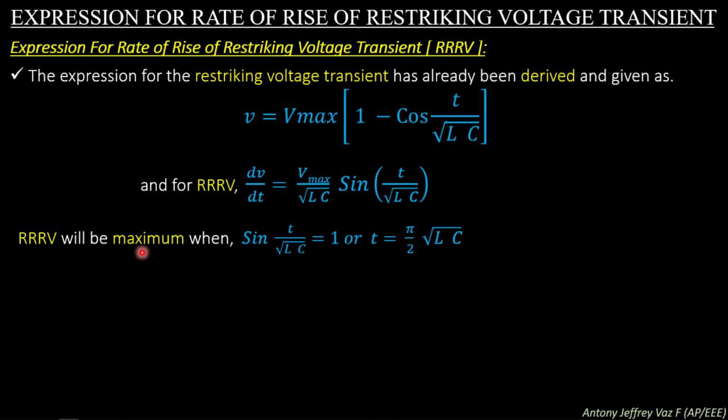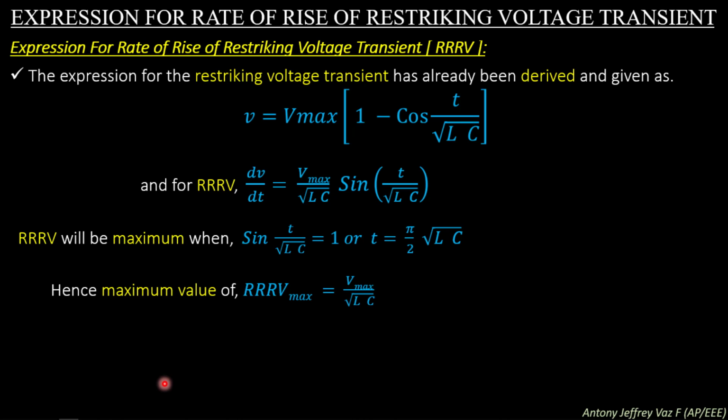RRRV will be maximum when sin(t/√(LC)) equals 1. Since sin 0 is 0, sin 90 should be the maximum, which means this sine parameter must be 90 degrees to have a maximum value. So at t equal to (π/2)√(LC), sin 90 occurs, and sin 90 leads to 1, and dV/dt is equal to Vmax/√(LC). There will be a maximum rate of rise of restriking voltage.